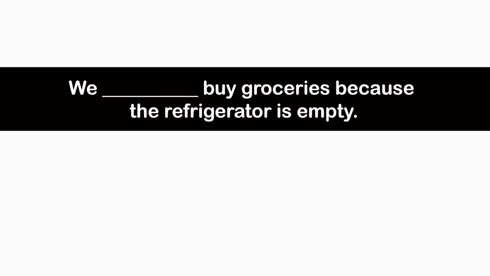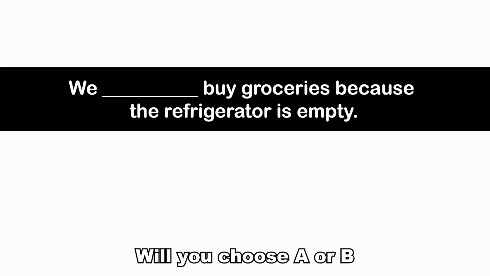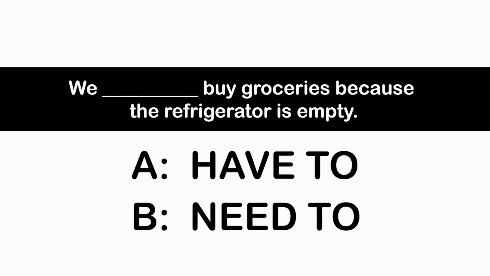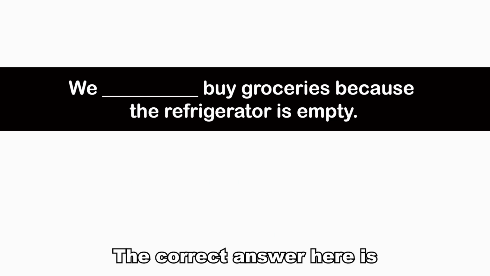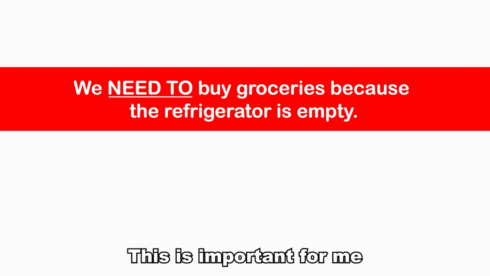Number 4, we something buy groceries because the refrigerator is empty. Will you choose A or B? The correct answer here is B, need to. We need to buy groceries because the refrigerator is empty. This is important for me. I want to eat, so I need to buy groceries.